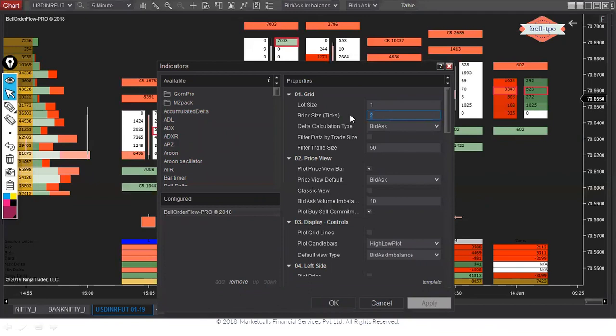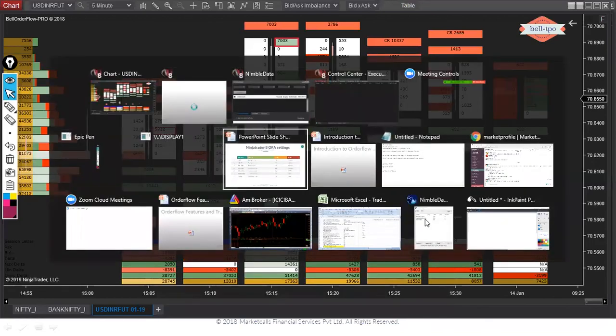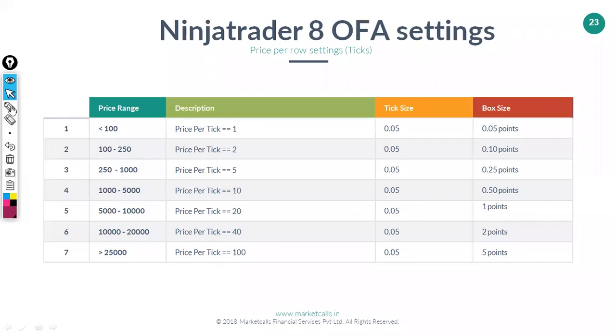In low volatile markets, 1 should be enough. If something like crude oil is making a move of 3% or 5% in a day, then you can consider moving to a brick size of 2 in case of crude oil. But if you are using it for stocks, you can follow the simple principles which are listed over here. Just follow the settings as per the price. So these are the software settings you have to key in.